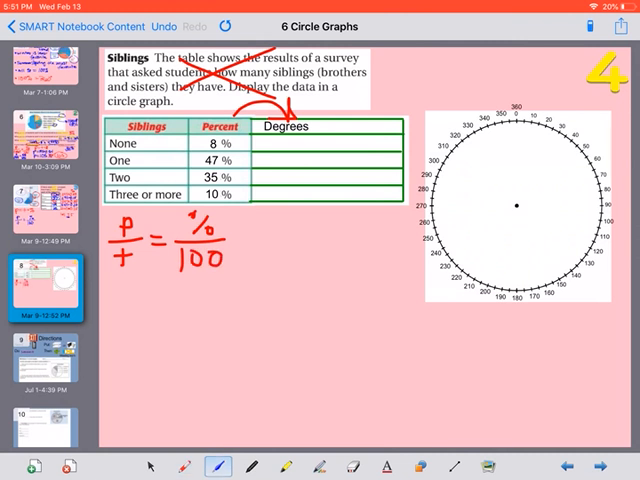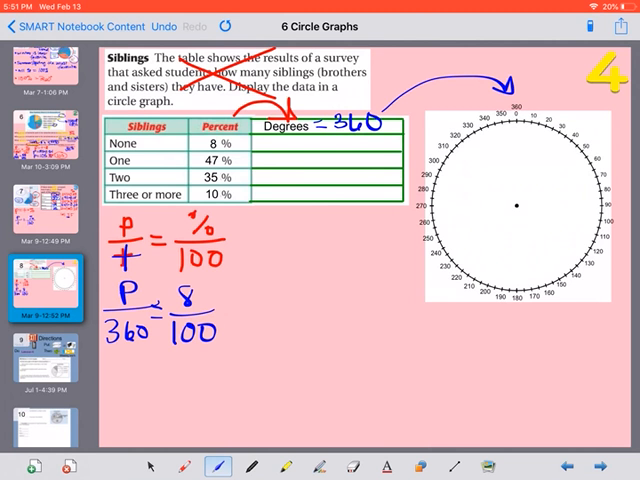And if we do that for this first one, our percent is 8% out of 100%. Our total number of degrees in a circle are 360, as you can see. So that would always be your total, 360. And you need to figure out what part or how many degrees is 8%. We know it's 8% out of 100, but how many degrees is that in terms of a full turn? Or you can use your percent equation. Part equals total times the percent.